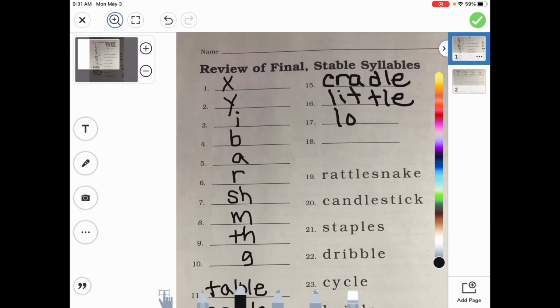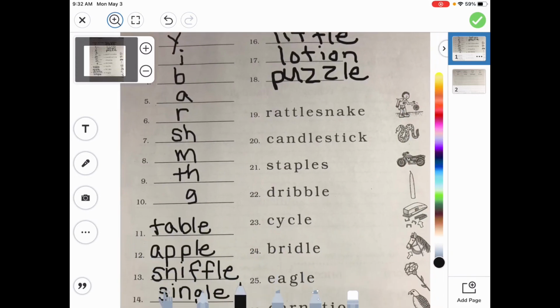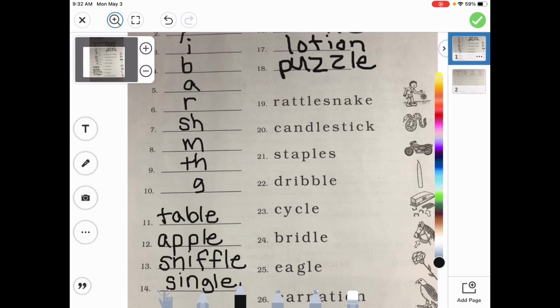Lotion. So I have L-O, and then shun. T-I-O-N. Very good. Puzzle. So my first syllable is puzz. P-U, and then Z, puzz. And then I add zul, Z-L-E. Very good. All right. On number 19, we're going to break apart and try to code the word rattlesnake.